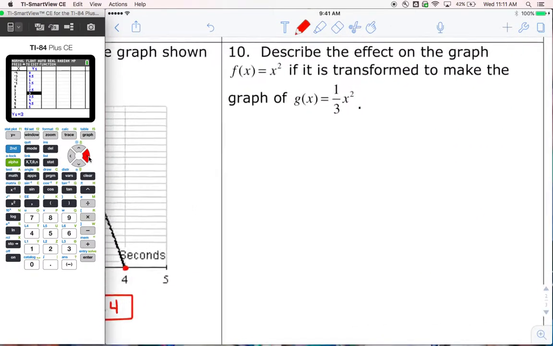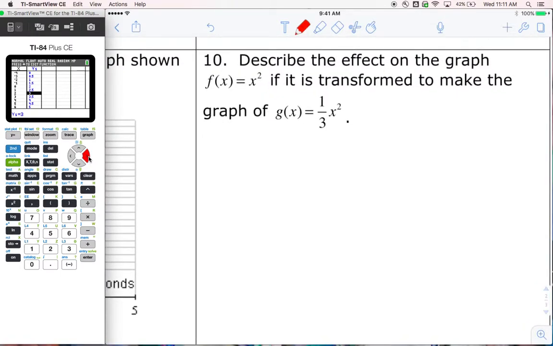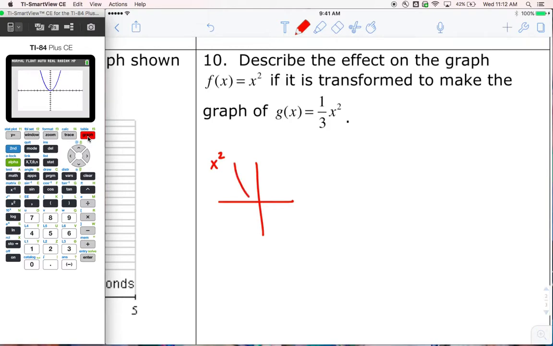Problem 10, describe the effect on the graph of f of x equals x squared, and then it's transformed to get g of x, which is 1/3 x squared. So let's go ahead and let's look at the graph of x squared. All right, I'm going to do that here. X squared. Here's my graph. It is right here in the middle.